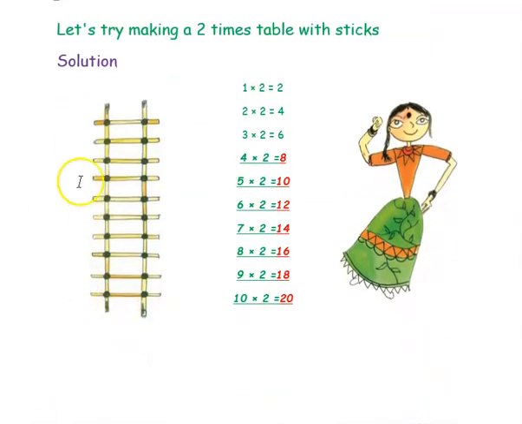The same way, let's try making a 2 times table with sticks. For the 2 times table, first we need 2 sticks. If you keep the first stick, it will cross at 2 points, right? So 1 into 2 is 2. If you keep the second stick, so you have totally 2 sticks, it will cross at 2 into 2, so that is 4 points.